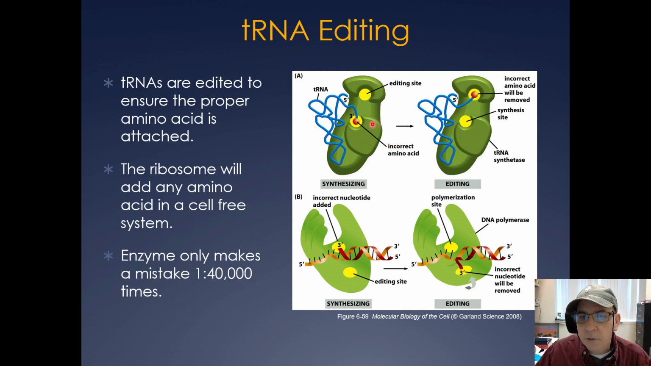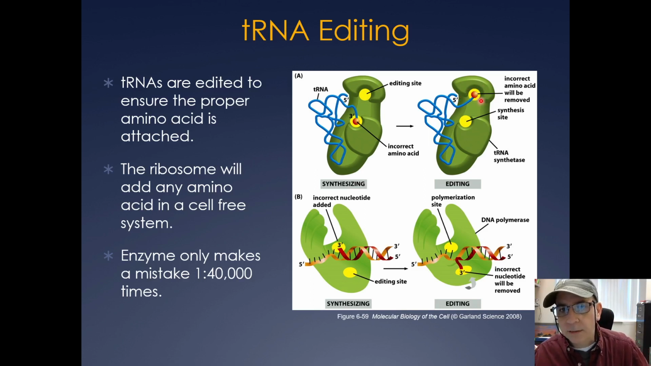Okay, so here's the synthesis site where that's selecting for the appropriate amino acid, and it will get added to the tRNA, and the tRNA is selected by the anticodon sequence. Now, in the event that the wrong amino acid is put on here, it will get moved up into the editing site, okay? And then if it actually fits in there, it will be removed, okay?